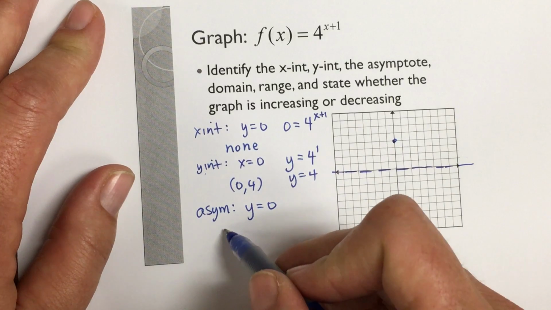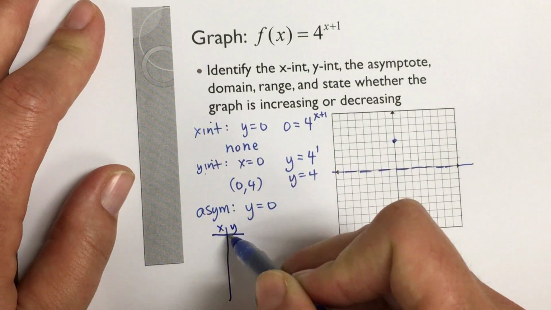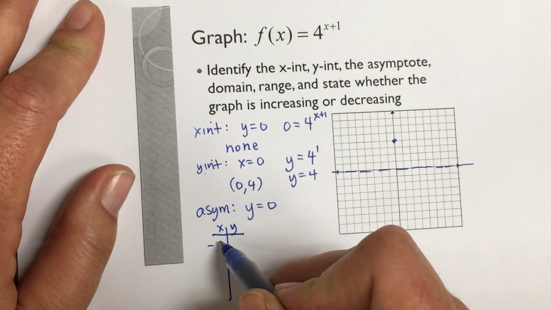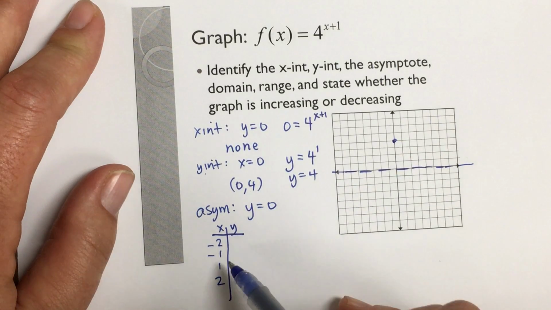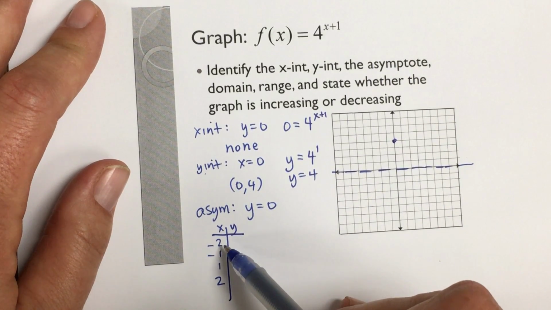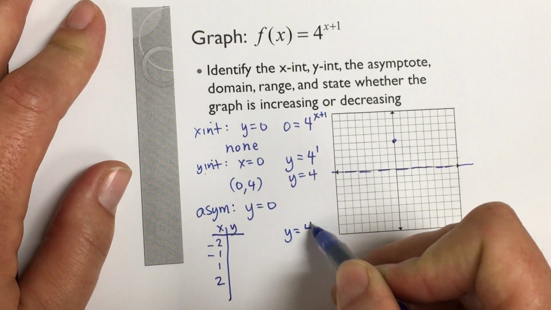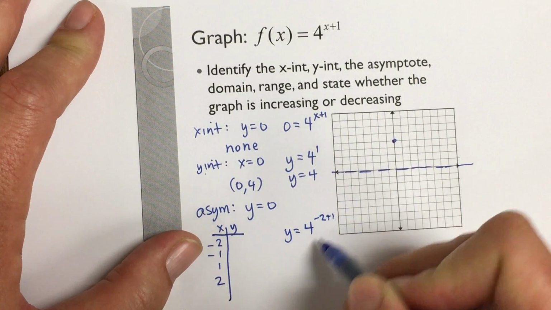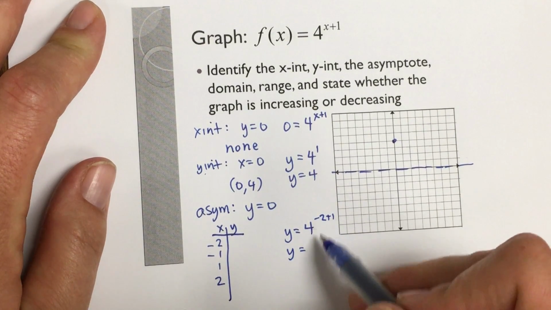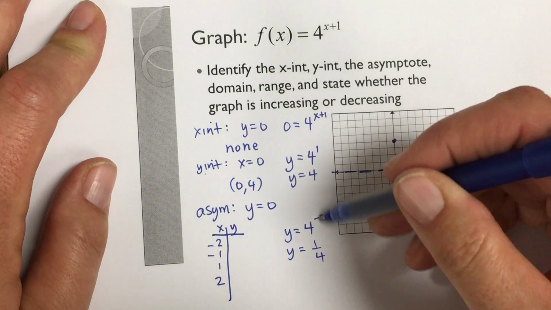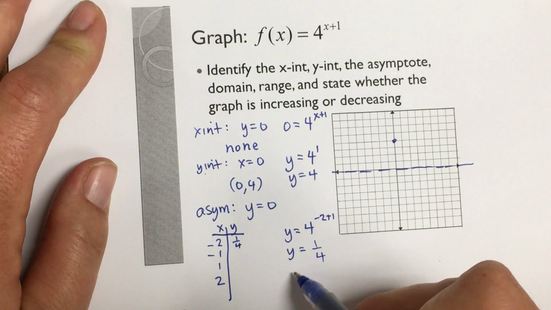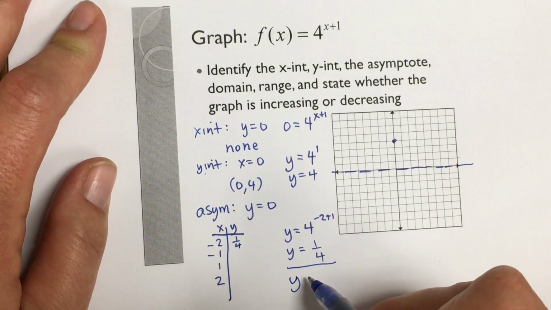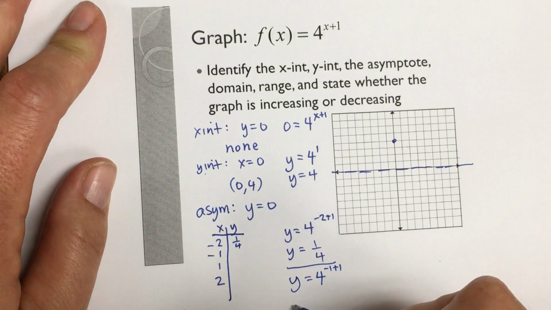Okay, and then now I'm going to do an x and a y chart. This time I'm going to do it in my head. I mean, I could do it in my head. I don't want to freak you guys out. So if I put in -2, plus 1, y is going to equal 1/4, because this gives me a -1. So 4 to the -1 is 1/4. Okay, and then now I'm going to do the same thing with the -1. That's going to give me 4 to the 0, which is 1.